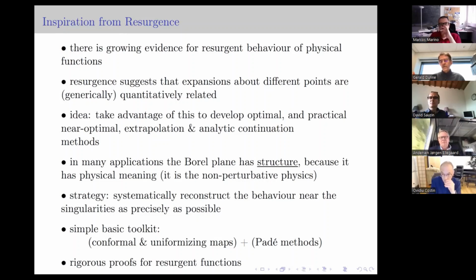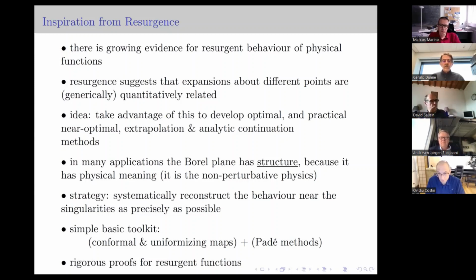These could be in the physical domain, or if we're dealing with an asymptotic expansion, they would be applied in the Borel plane. And in many applications in physics and in differential equations and integral equations, the Borel plane has some structure. It's not just a random distribution of singularities. And it has structure for a very good reason. It is the non-perturbative physics of the problem, the structure of the singularities. And that non-perturbative physics itself has structure. So the Borel plane is not just some unpredictable random distribution in most applications.